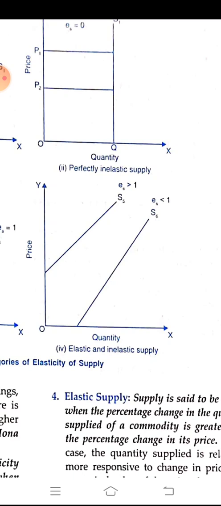Price is changing more, but the supply is not changing according to the same ratio. The supply will also change, but it is not going to exceed the way the price has changed. Now see this diagram carefully.